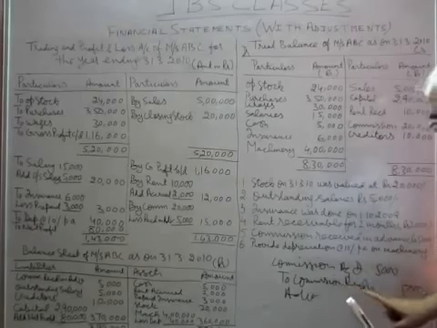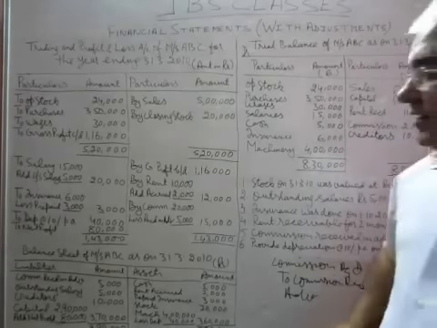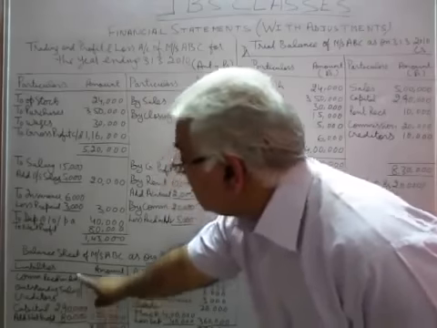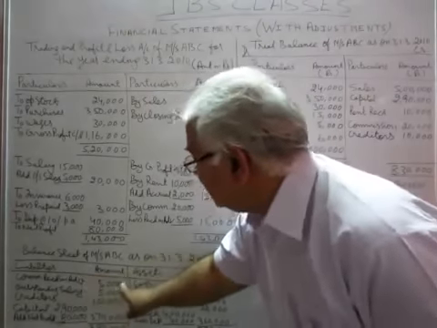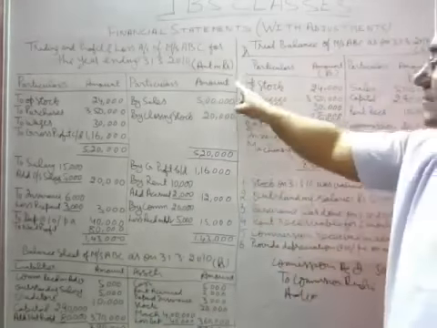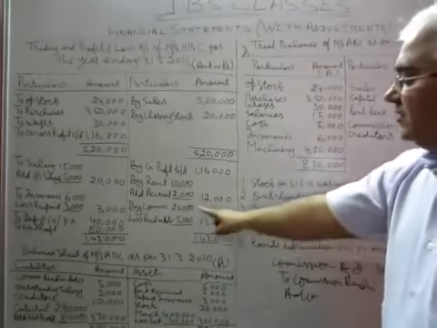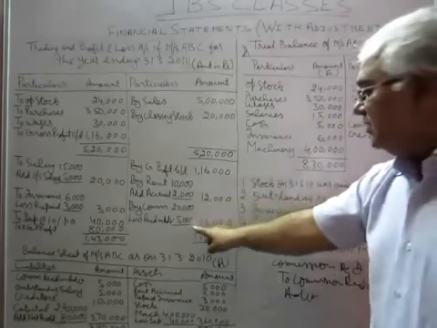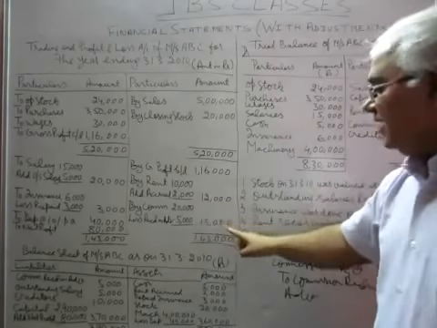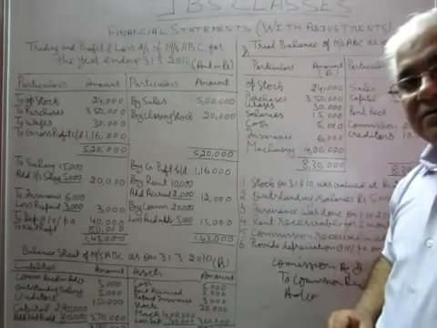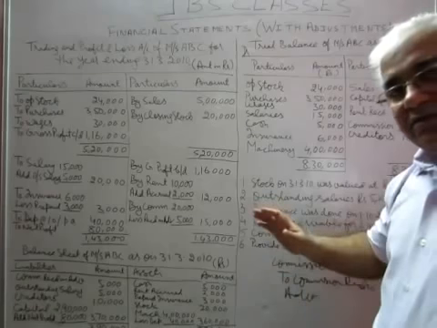Now income received in advance is a liability. And you see it is shown here. Commission received in advance 5,000 rupees. Okay. And while preparing the profit and loss account, this commission, which was 20,000 here, has been reduced by 5,000, and the net amount 15,000 is taken in the profit and loss account. I think it is clear.